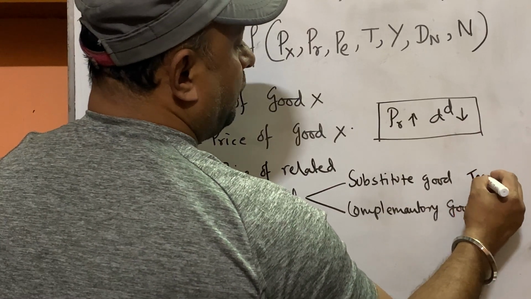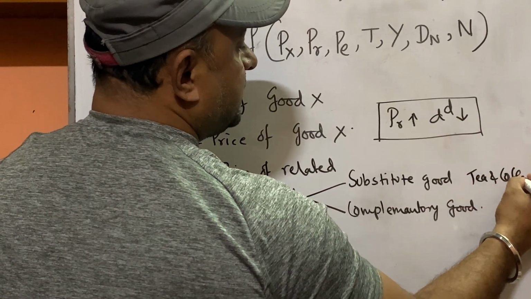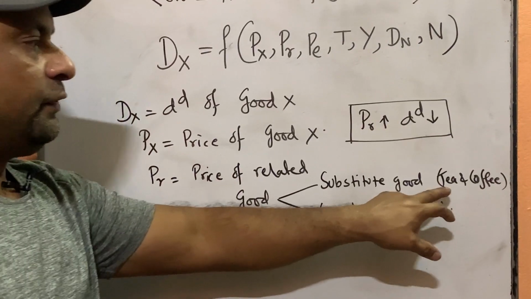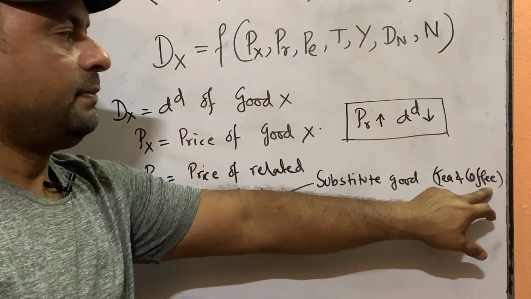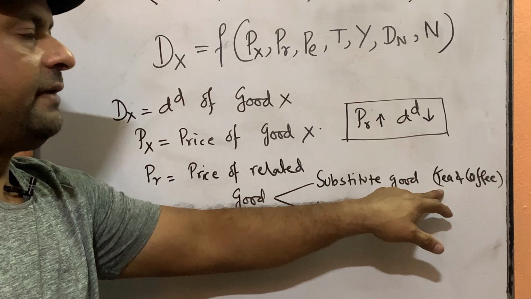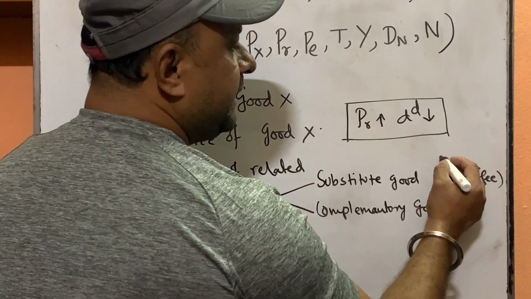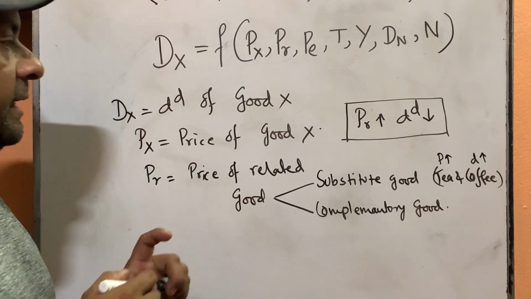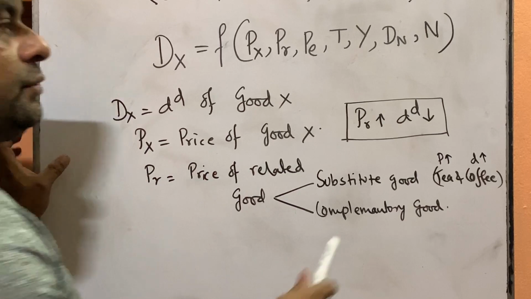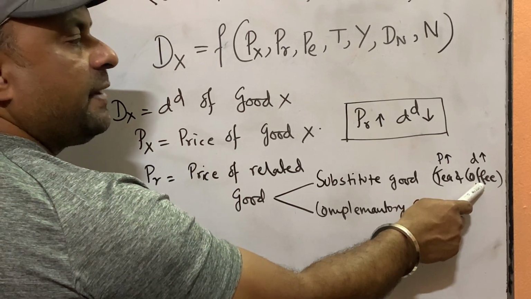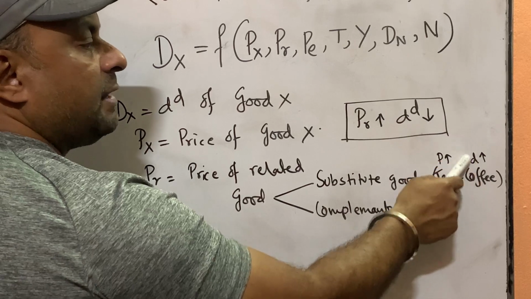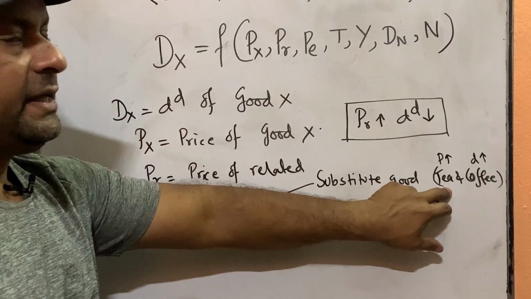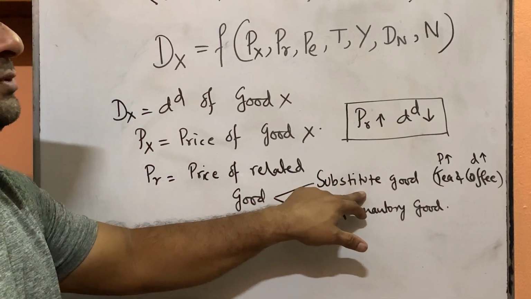Suppose tea and coffee, we can substitute one for another because both goods provide almost the same type of satisfaction. So in place of coffee we can use tea also. Now how are they affected by the price? If the price of tea increases, then demand for coffee in the market will rise. Means direct relation in case of substitute good. Due to the rise in the price of tea, coffee becomes cheaper, so people will prefer more coffee, means demand for coffee increases, whereas coffee's price remains fixed, it has not changed, only the price of tea increased. So this is the effect of the substitute good.